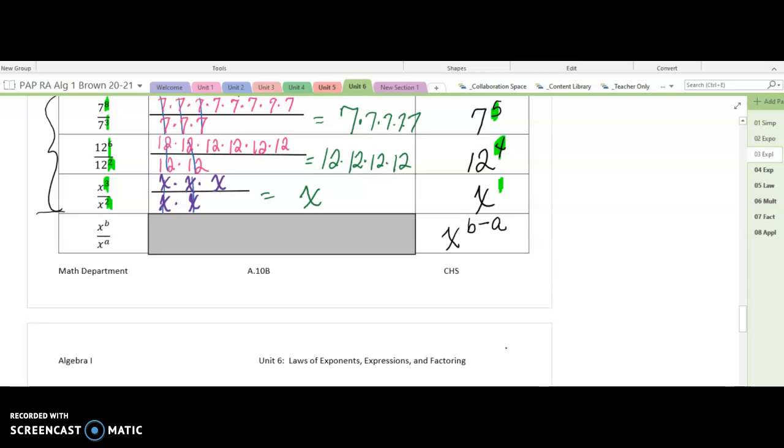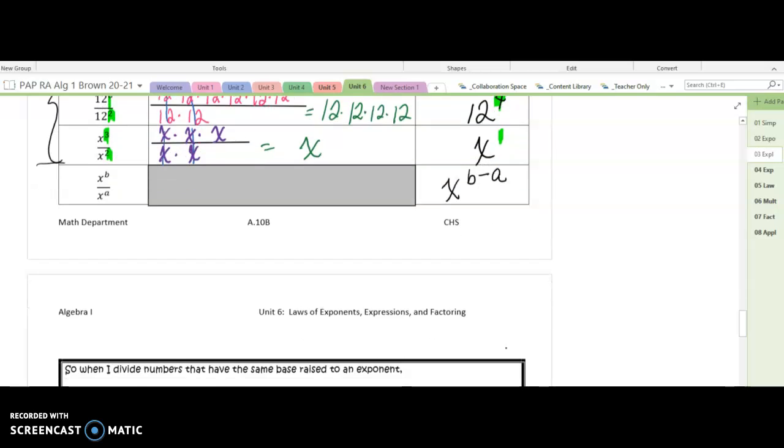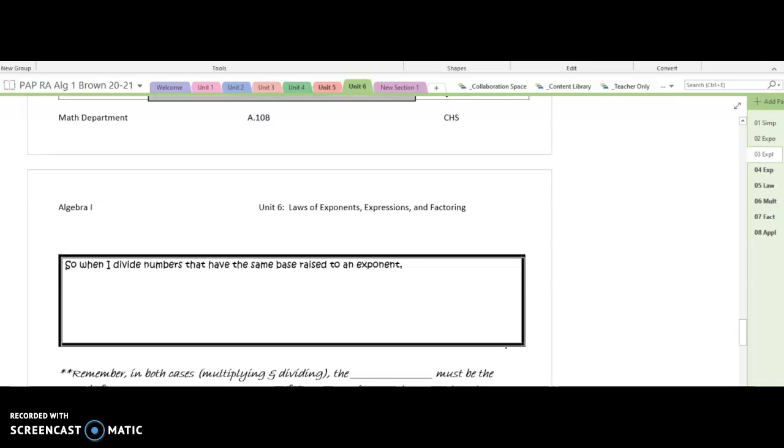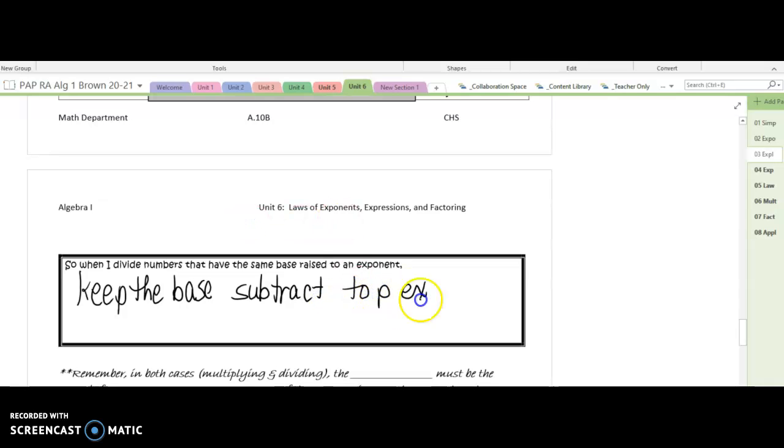So I could actually write a rule, couldn't I? All right, so my rule would be, when I divide numbers that have the same base raised to an exponent, I'm going to keep the base, and then subtract the top exponent minus the bottom exponent.